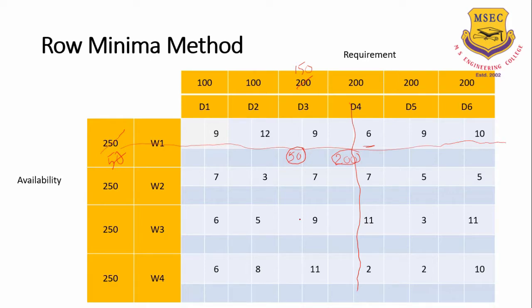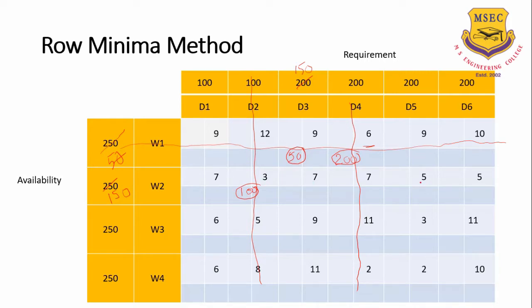Considering the second row, again the minimum occurs for W2 to D2, that is 3. Now the availability is 250 units and the requirement is 100 units. So I can transport 100 units. That satisfies the requirements at D2, so I cancel that. And the availability here, 250 minus 100, reduces to 150. Now the next row minimum value is 5.